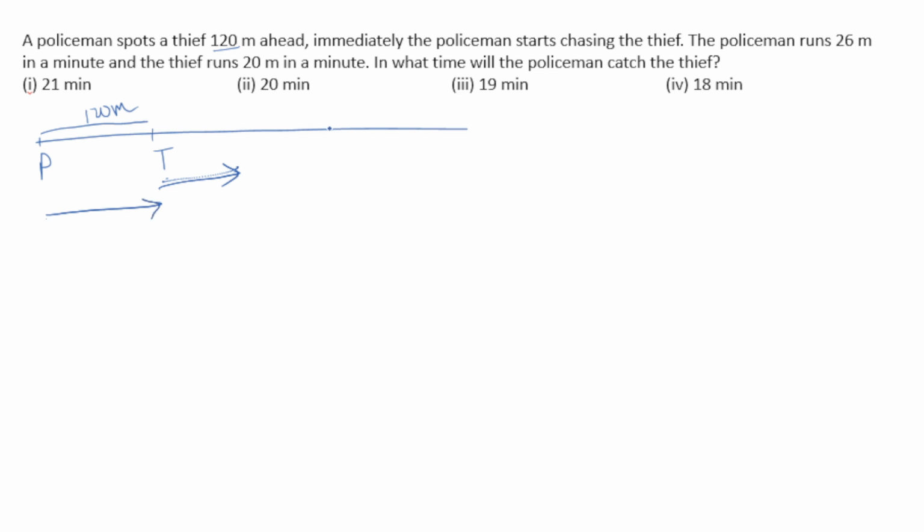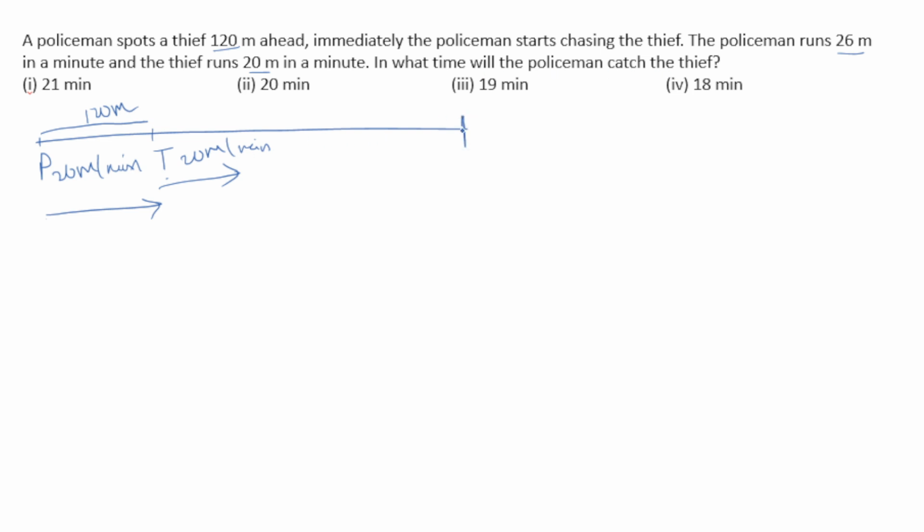the thief. The policeman runs 26 meters in a minute, so the speed of the policeman is 26 meters per minute. The thief runs 20 meters in a minute, so the speed of the thief is 20 meters per minute. In what time will the policeman catch the thief?